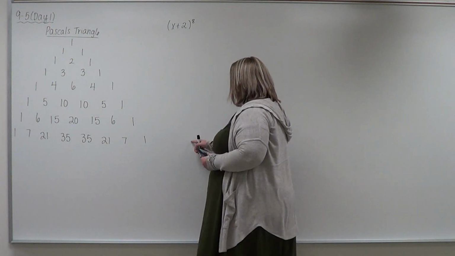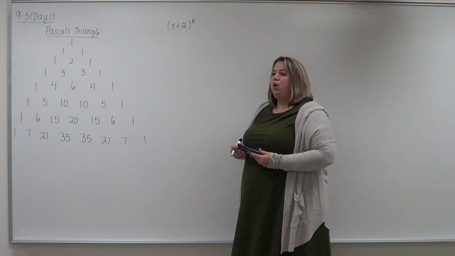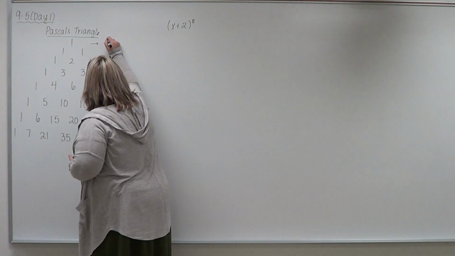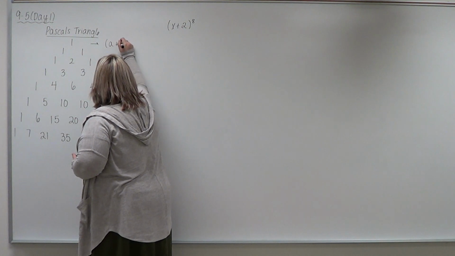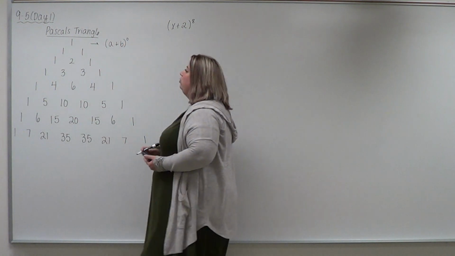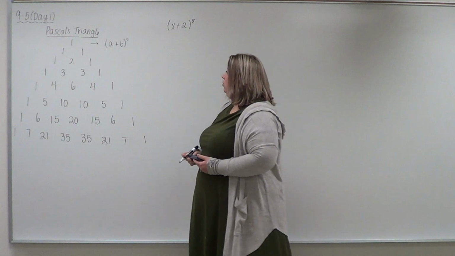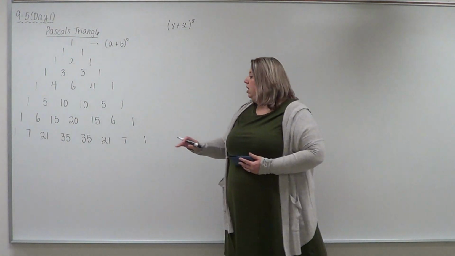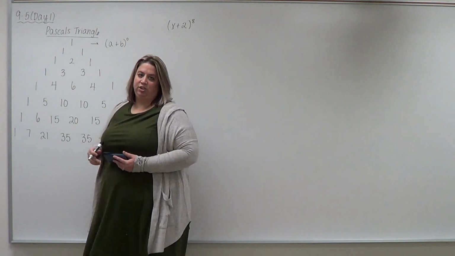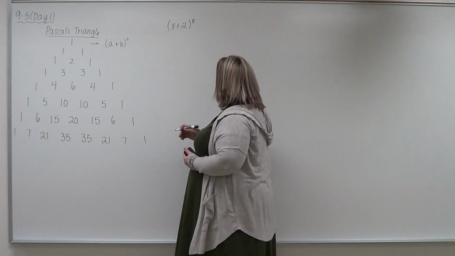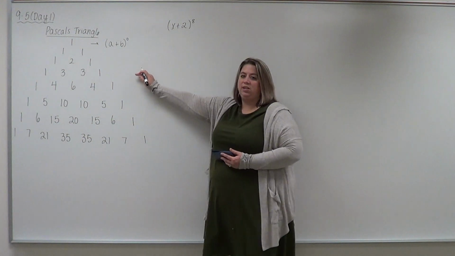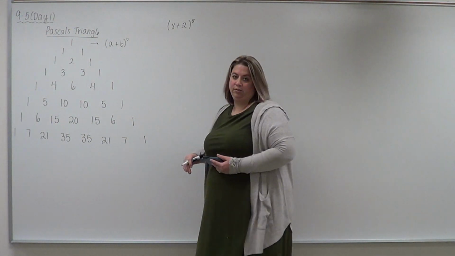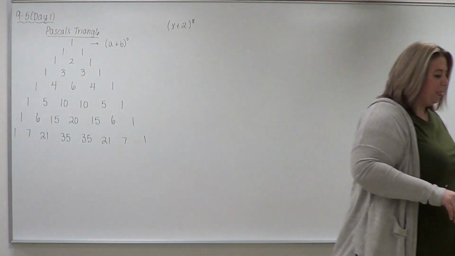Okay, and when we're thinking about this, when you're talking about powers, this first line, let's make this a plus b, is actually to the 0 power. So your first line is actually something to the 0 power, because anything to the 0 power is 1. These numbers are all coefficients. Okay, they're not actually what your answer is going to be. We're going to use this as a tool that's going to give us a shortcut to figure this out.